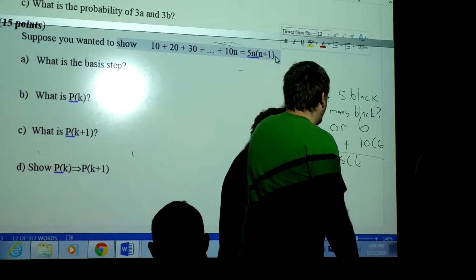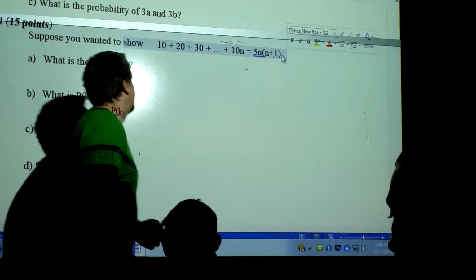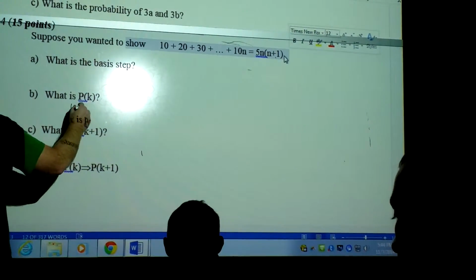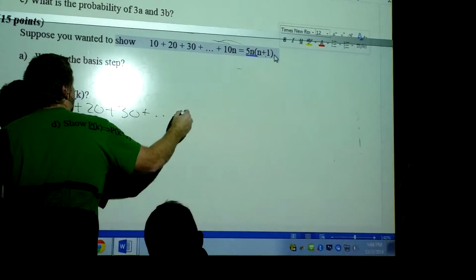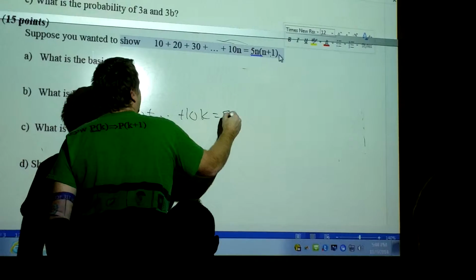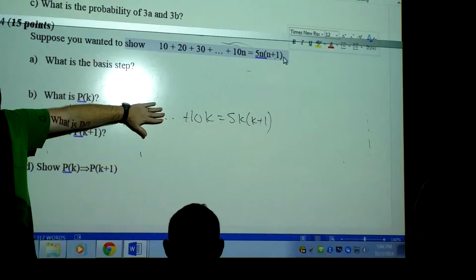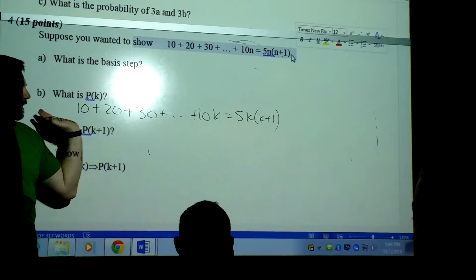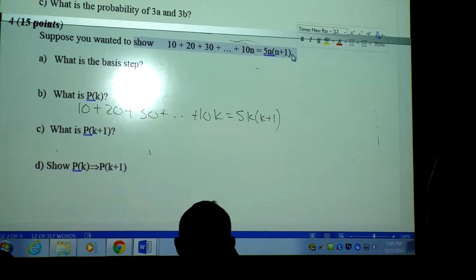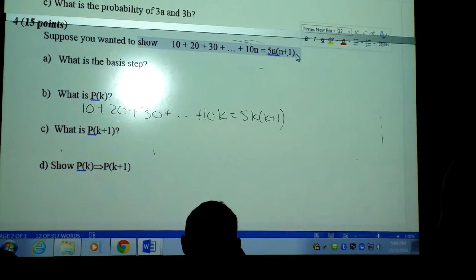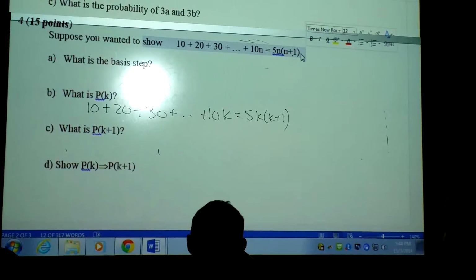The one that everyone should get 100% right is P of K. You just change your n's to k's. And you don't say 10K equals 5K times K plus 1. You do the entire thing. You write it out verbatim, exactly like that. Just change your n's to k's. Don't leave anything out, and you'll get credit for that one.